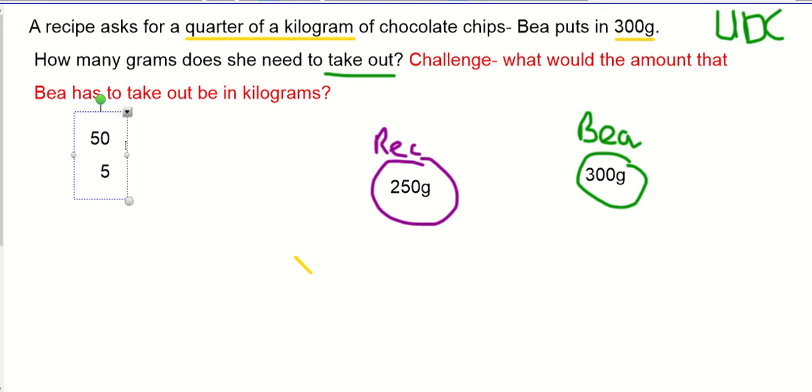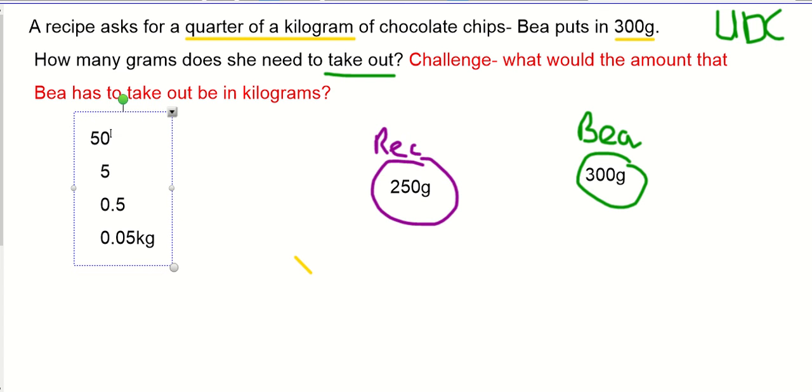Then I'm going to divide it by 100 now, so it's going to be 0.5. So 50 divided by 10 is 5. 5 divided by 10 is 0.5. So that means I've divided it by 100. I now need to divide it by another 10. So my answer there is 0.05 kilograms.